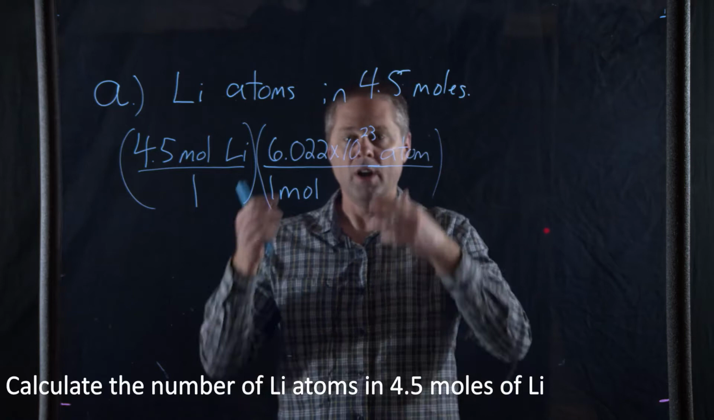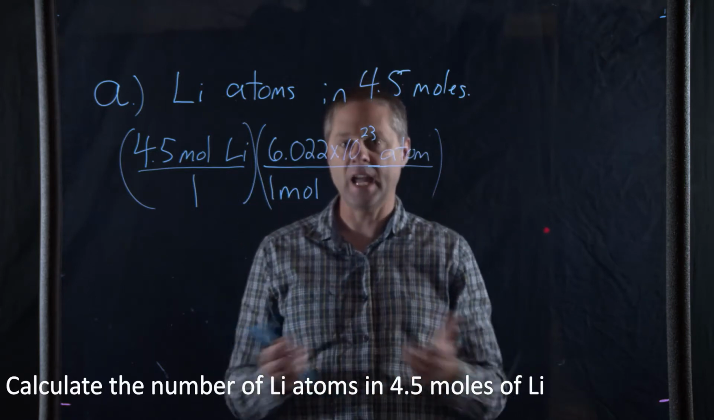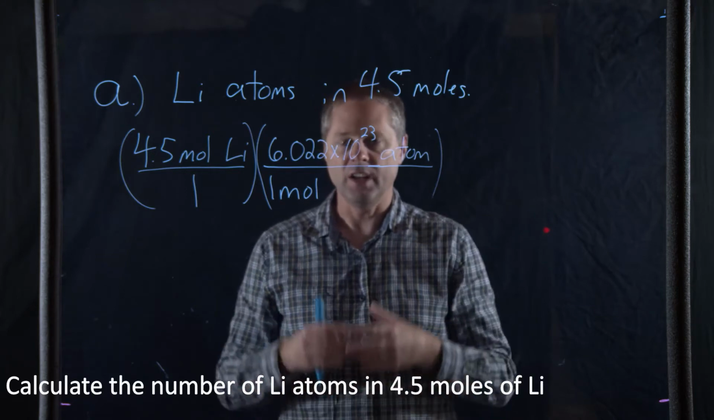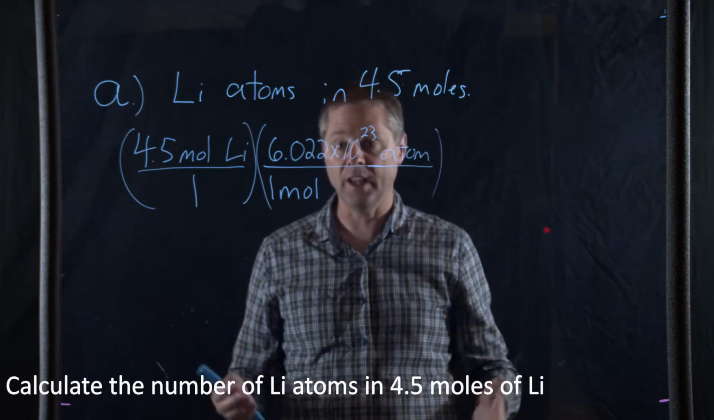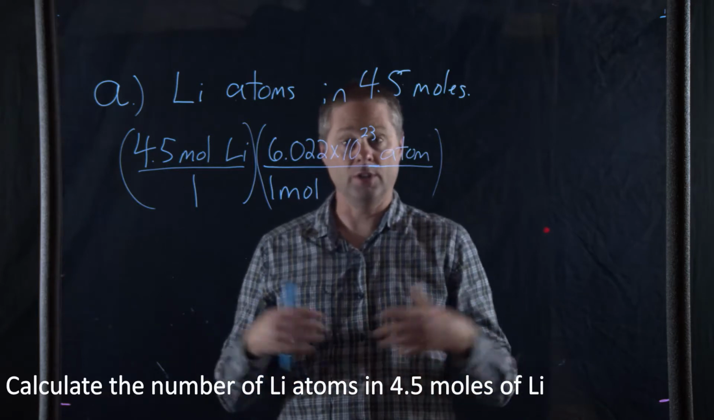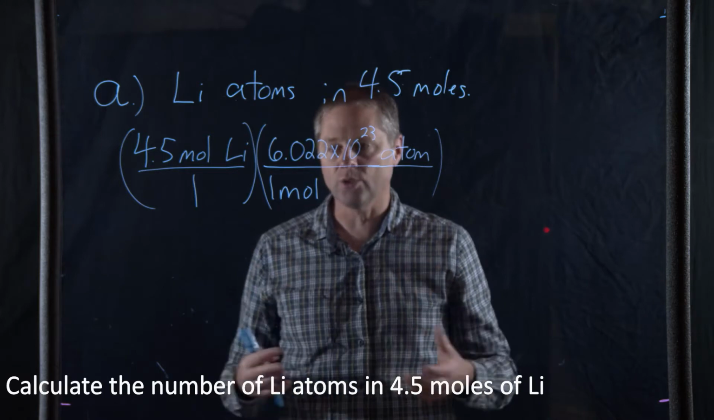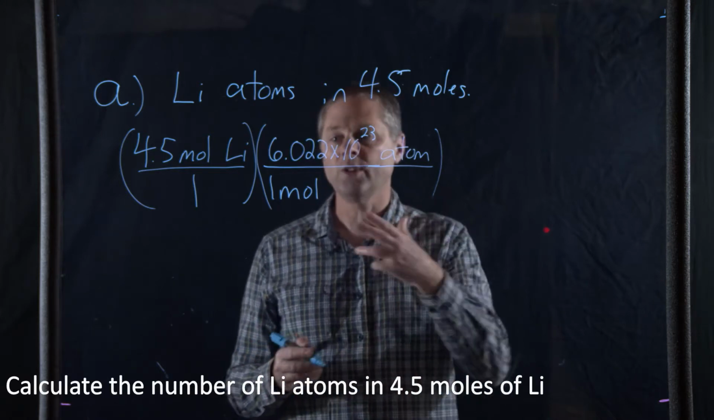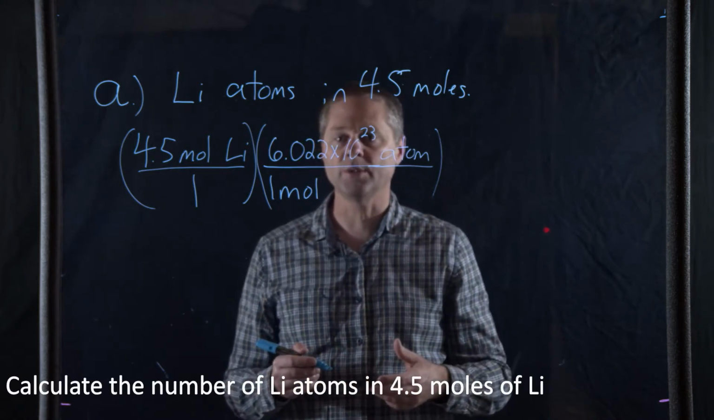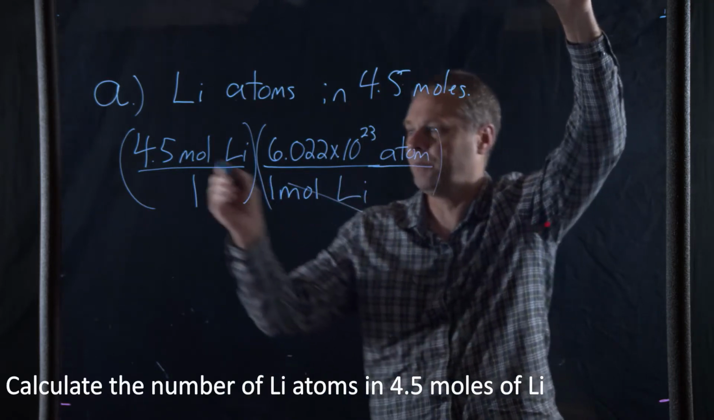It really doesn't matter, because a mole is going to be 6.022 times 10 to the 23rd of anything, just as a dozen is 12 of anything. We can have a dozen eggs, a dozen donuts, a dozen cars, a dozen fish, whatever. A dozen is still 12, just like 1 mole is going to be equal to 6.022 times 10 to the 23rd atoms. And this will be moles of lithium.